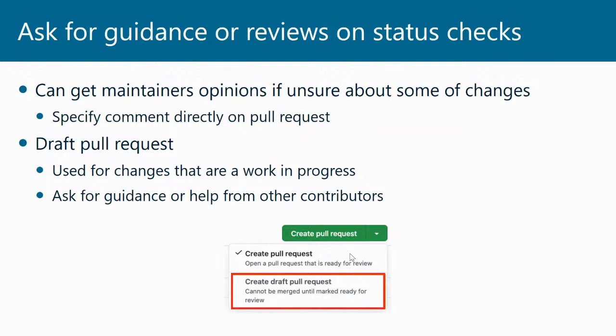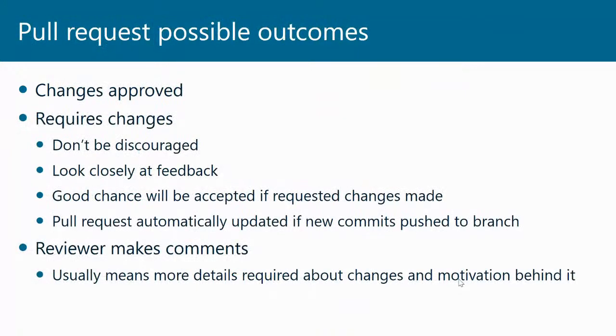All right. Now, what about asking for guidance or reviews on status checks? You can get the maintainers' opinions if you're unsure about some of the changes. It may be the case that you are thinking that your changes are good enough, but you might not be entirely sure. You can specify comments directly on the pull request. Also, another possibility is to create what's called a draft pull request. And that's used for changes that are a work in progress. So you might want to ask for guidance or help from other contributors. And it's just what its name implies. It's a draft of a pull request, not a full-blown pull request like you were seeing a moment ago.